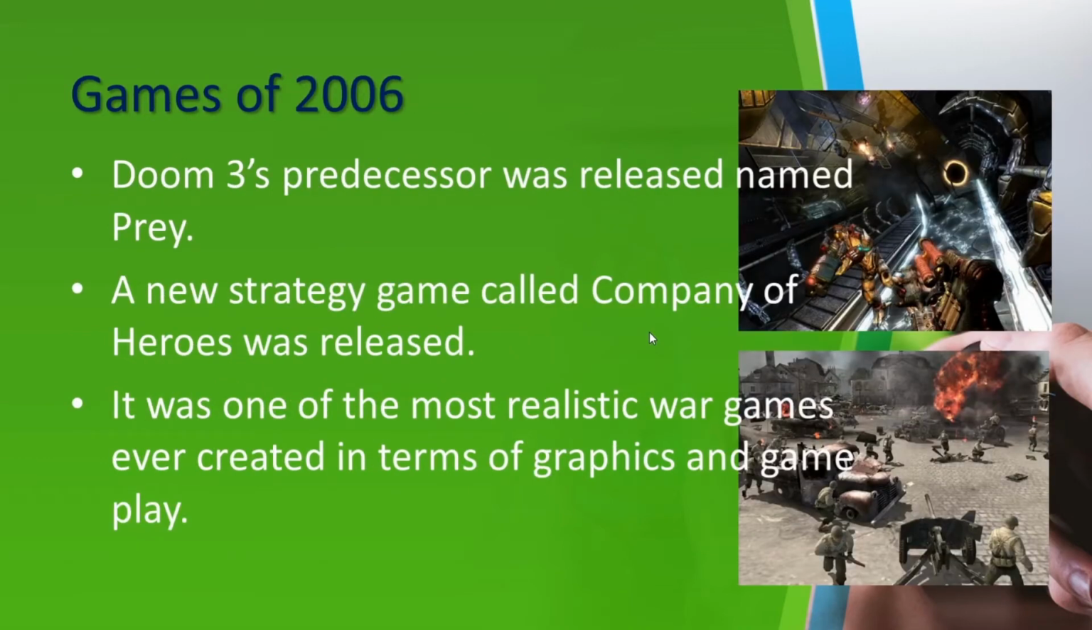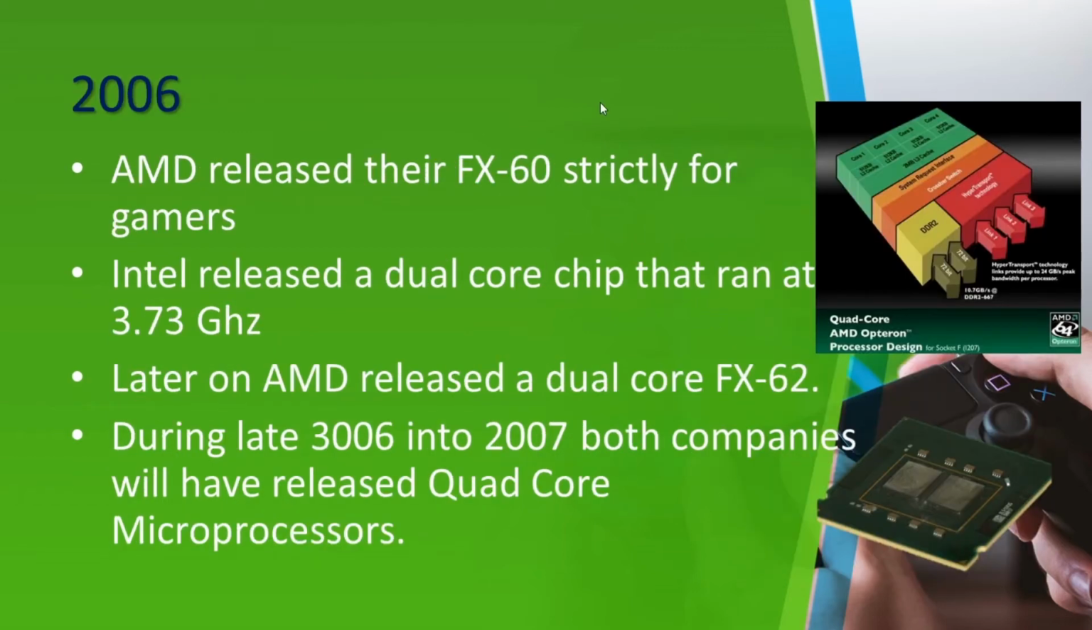Games of 2006. Doom 3's predecessor was released and named Prey. A new strategy game called Company of Heroes was also released, and it was one of the most realistic war games ever created in terms of graphics and gameplay. This is a screenshot of the game Company of Heroes. In 2006, AMD released their FX-60 strictly for gamers. Intel released a dual-core chip that ran at 3.73 GHz. Later on, AMD released a dual-core FX-62. This is 2006. During 2006 into 2007, both companies released quad-core microprocessors.